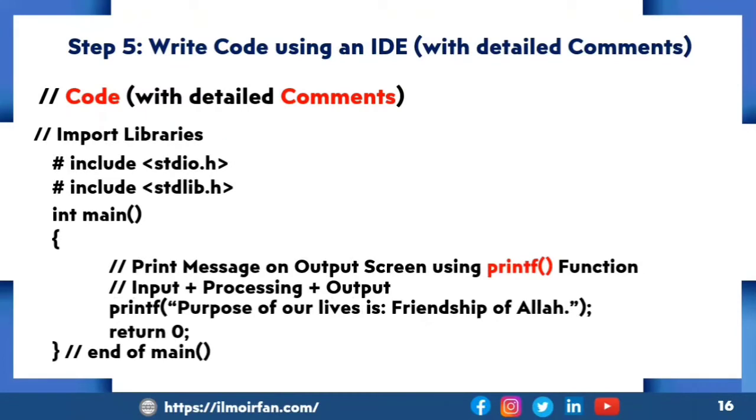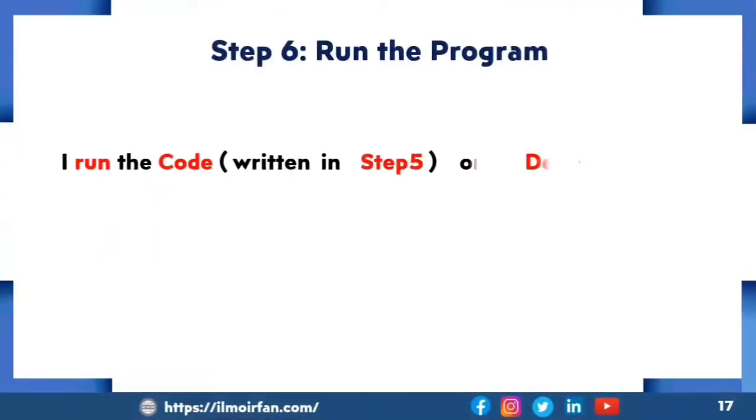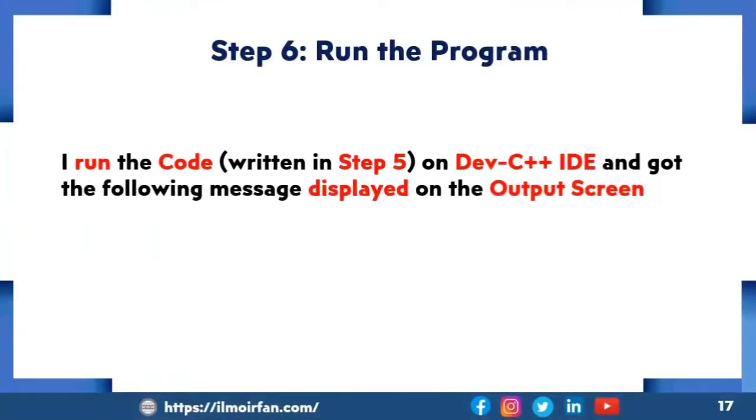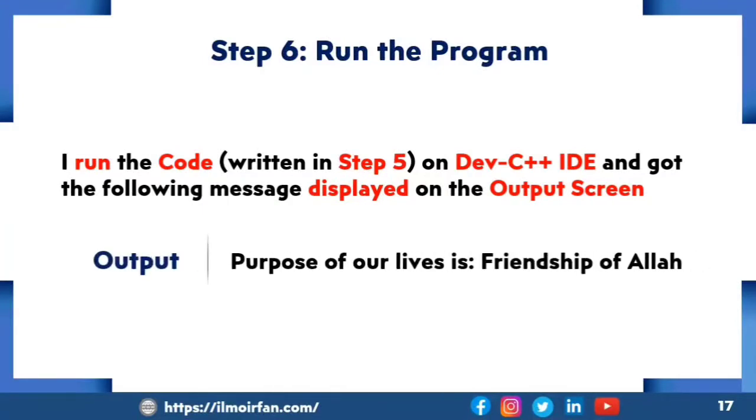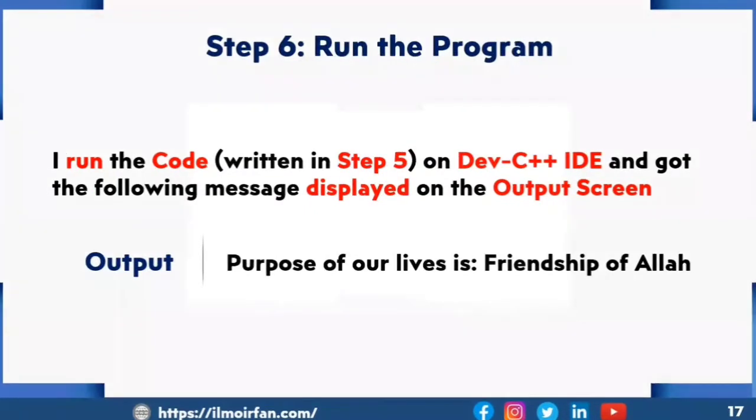I have already written the code for you, which is as follows. Please note that double slash in C programming language is used for single line comment. Step 6. Run the program. I run the code written in step 5 on Dev-C++ IDE and got the following message displayed in the output screen. Output is purpose of our lives is friendship of Allah.